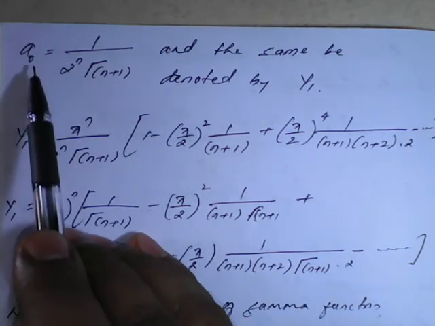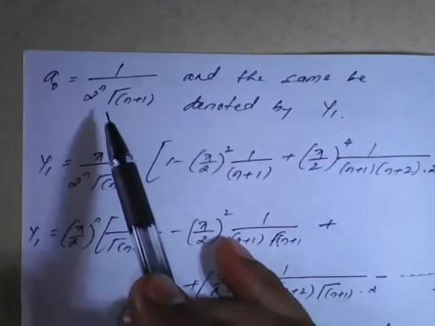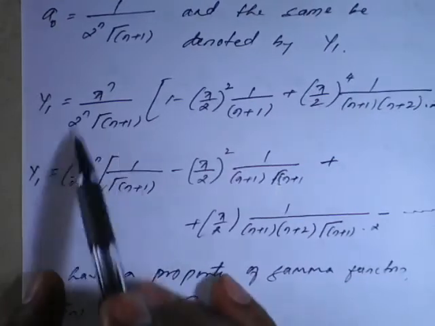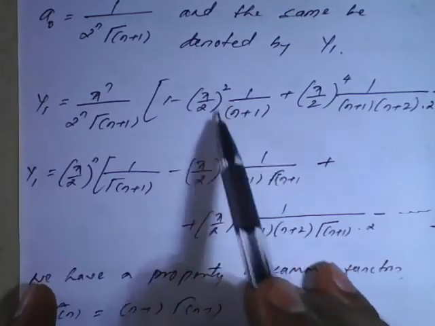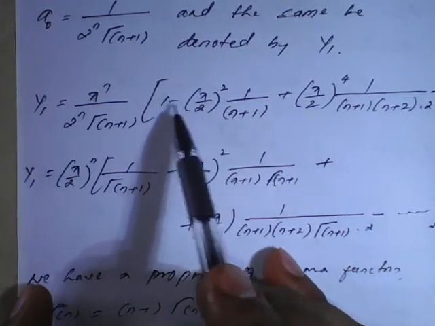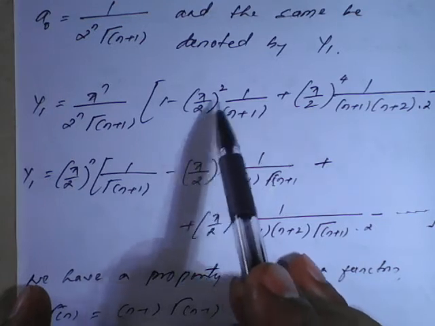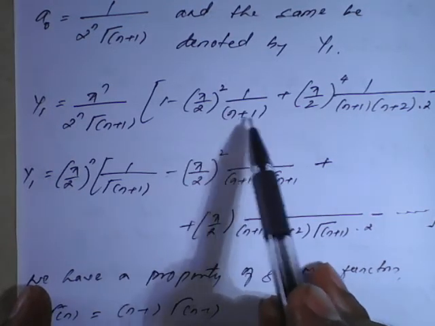In equation number 4, the a0 value will be chosen as 1 upon 2 raised to n gamma of n plus 1, and we replace it wherever it appears. So 1 minus x by 2 whole square, upon n plus 1, and so on.